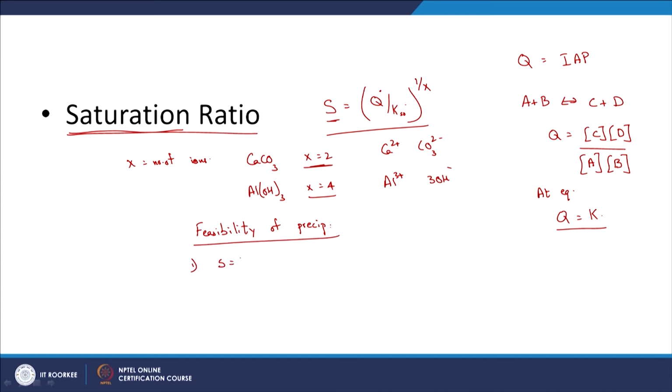How can I look at that in general terms? When S is equal to 1, what does that mean? It's at equilibrium. When is S equal to 1? When Q equals KSO. So that's when it's at equilibrium. For example, for CaCO3 solid in equilibrium with Ca2+ and CO3 2-, when is the system at equilibrium? When the solution is saturated.